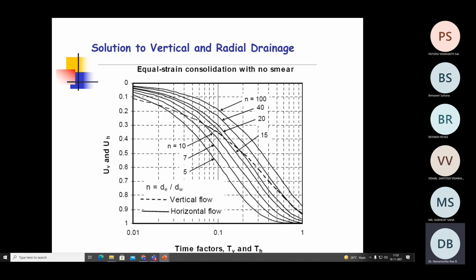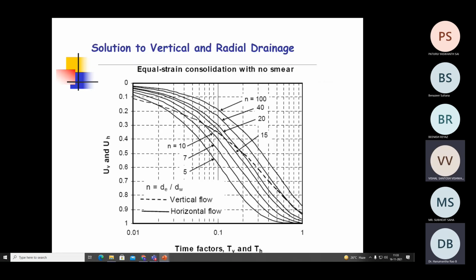As you change the diameter of the drain, correspondingly the parameter n also changes. For example, here you can see n is defined as dE by dW. So as you change dW, there is a change in the equivalent diameter also. Therefore, your n value changes as per the diameter of the sand drain or the PVD. So for different values of n, different trend lines are proposed. Okay, so this graph will be provided in the exam.